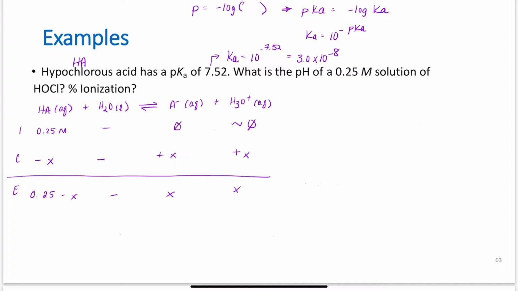Set up your Ka expression. And I know it seems redundant to write this out, but it is a process that you should be following because when these questions get a little bit harder, you have to make sure you know where everything is at. So please write out your complete Ka expression before substituting in what you know the values are.